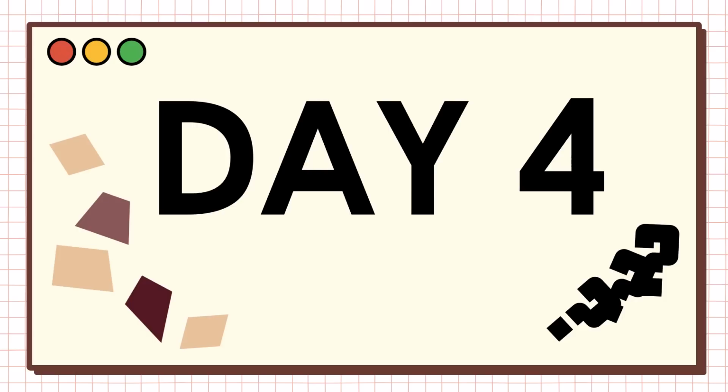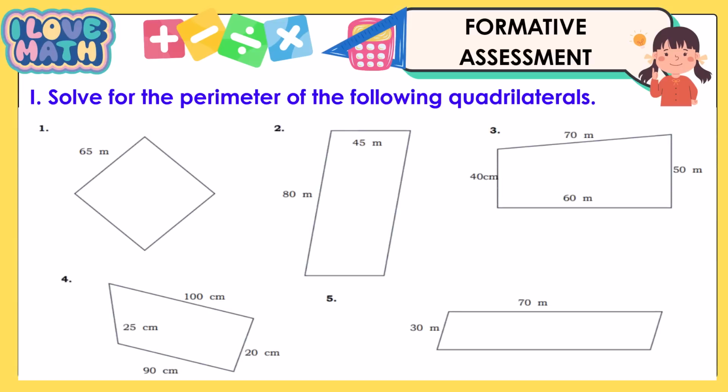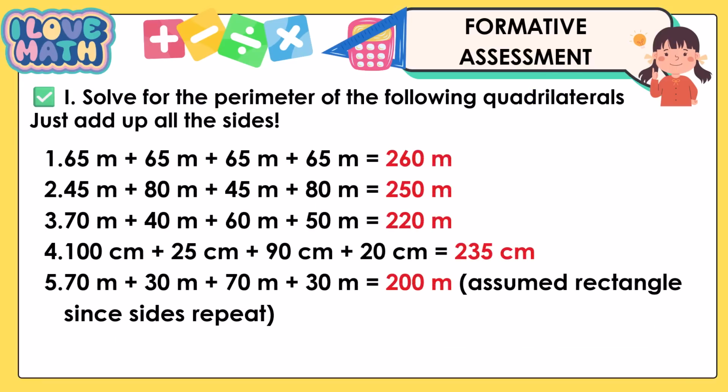Day 4. Formative assessment. Part 1. Solve for the perimeter of the following quadrilaterals. Here are numbers 1 to 5. And here are the answers for part 1. Number 1, 260 meters. Number 2, 250 meters. Number 3, 220 meters. Number 4, 235 centimeters. Number 5, 200 meters.